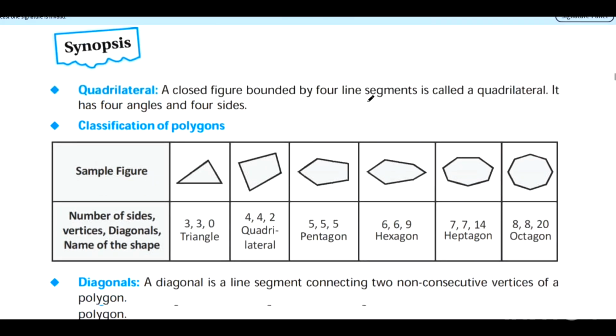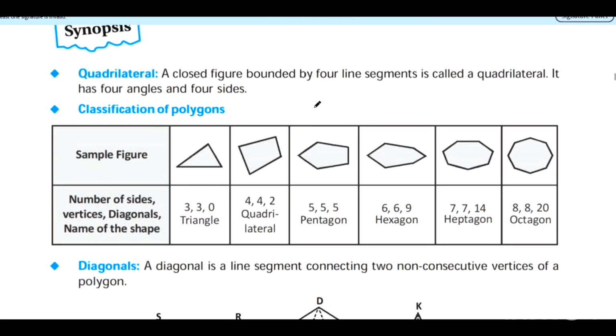Quadrilaterals are geometrical figures having 4 angles and 4 sides. Mainly this: 4 angles and 4 sides. See, there are so many examples. You came across so many figures.